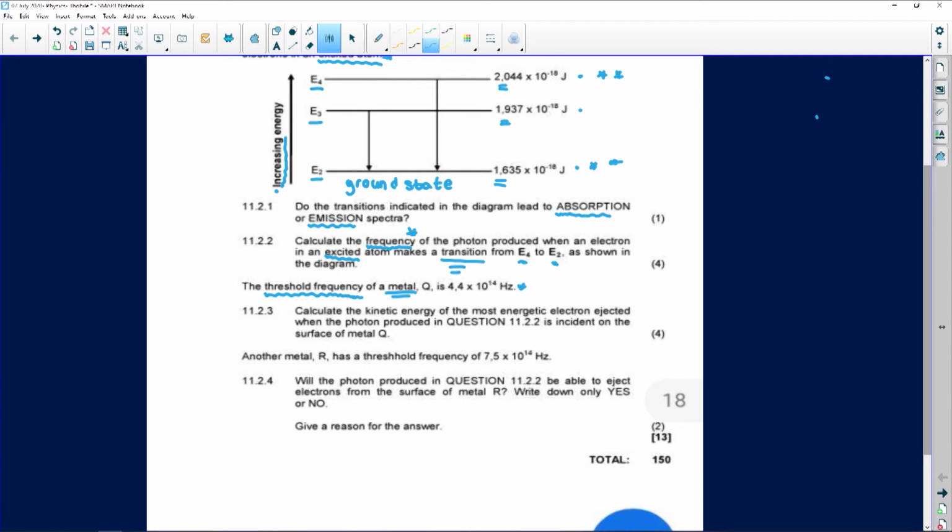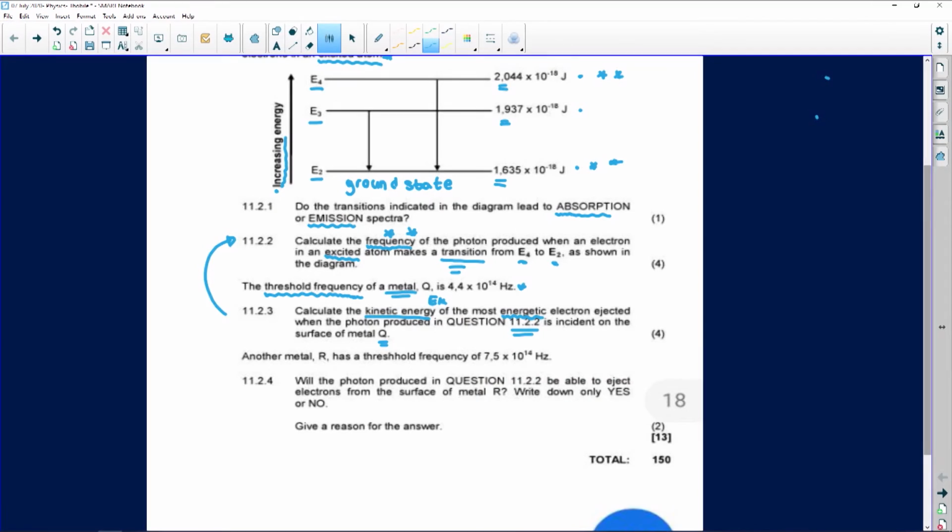And then 11.2.3 says we need to calculate the kinetic energy. Now we know when we're looking for kinetic energy, we say EK, of the most energetic electron ejected when the photon produced in this question is incident on the surface of metal Q. So we have to use the frequency used here to calculate the kinetic energy. Now something interesting, remember, if for example in the previous question your frequency was incorrect, but you are substituting it again in 11.2.3, you do get it right for continuous assessment because you actually substituted right.